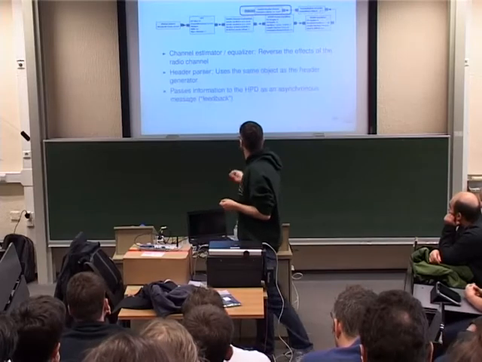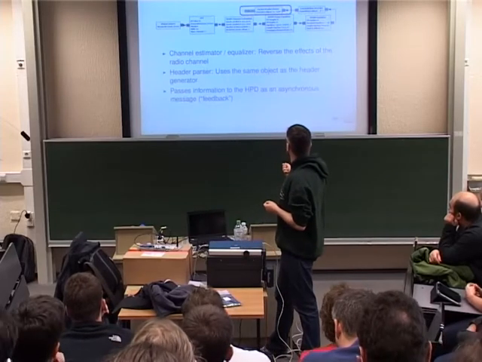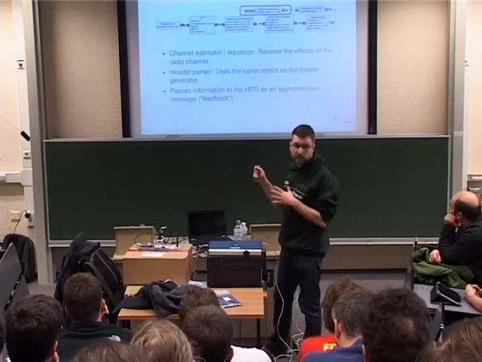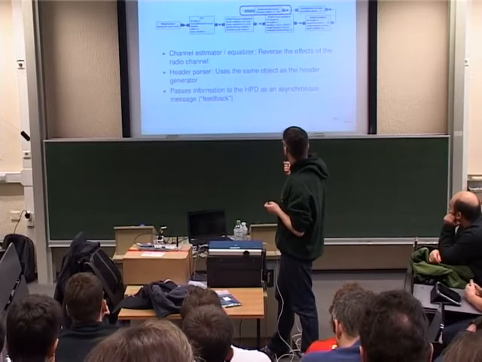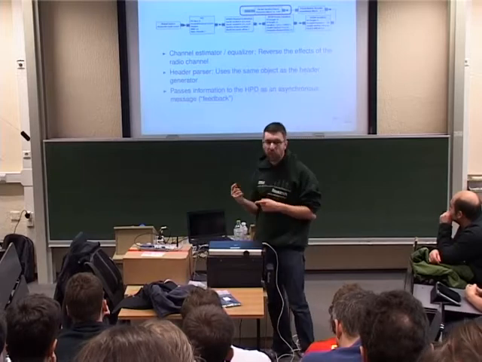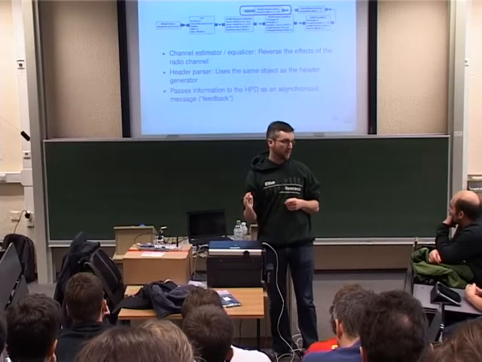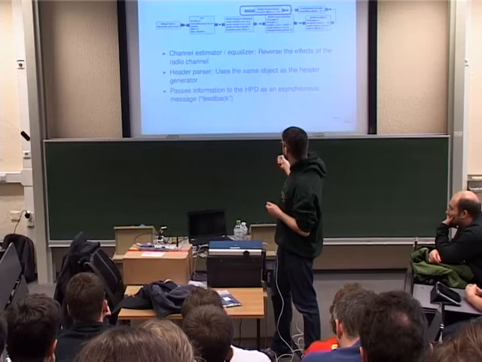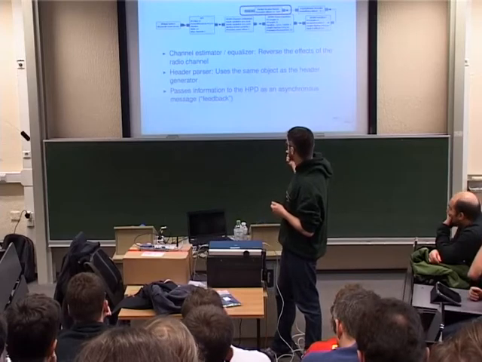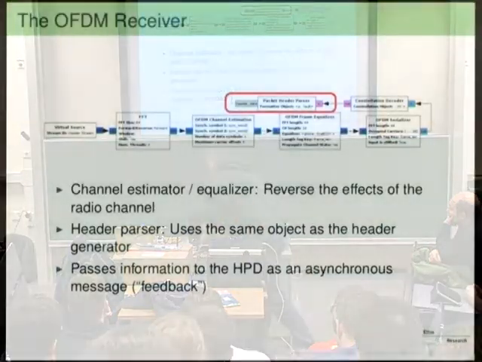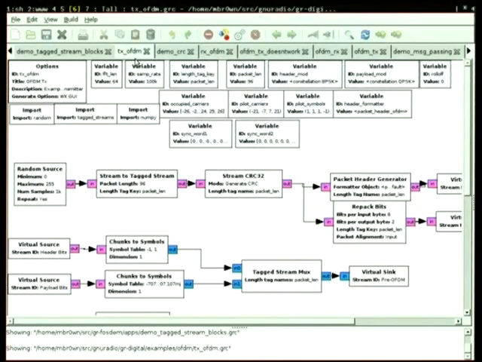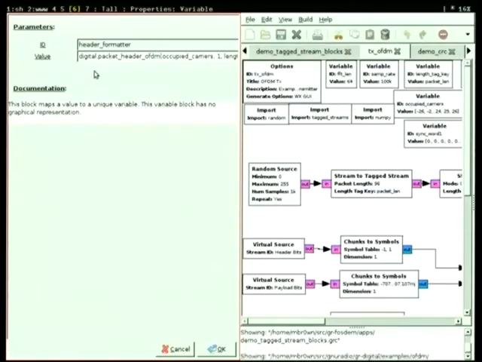But this guy is interesting. Eventually we'll get the same bits that we transmitted on the header side. And here we have the header parser, and this is exactly the inverse function to the header generator I explained earlier. And the interesting thing is, if we have a look at this, this actually takes the same object that we had before. So this is my flow graph. No, sorry, this is the header formatter object. It's called header formatter.